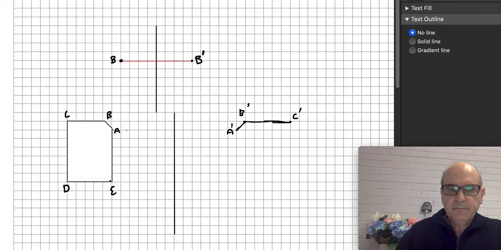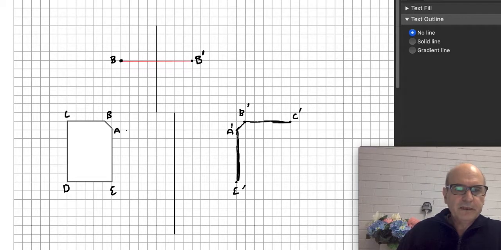For point E, it is 7 units to the left, so I go 7 units to the right. So I come at the right angle and go 7 units to the right. 1, 2, 3, 4, 5, 6, 7. And it should fall under A dash, in the same way that E itself is under A. So then that is E dash. And we connect them together. So you can do it better than what I'm doing with the ruler.